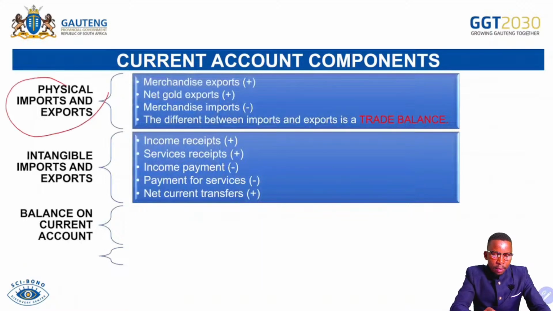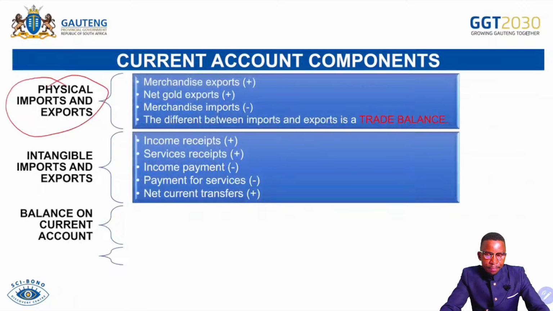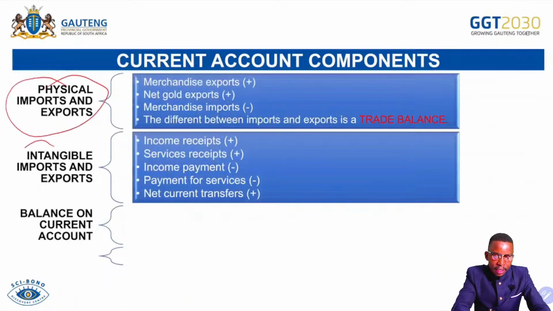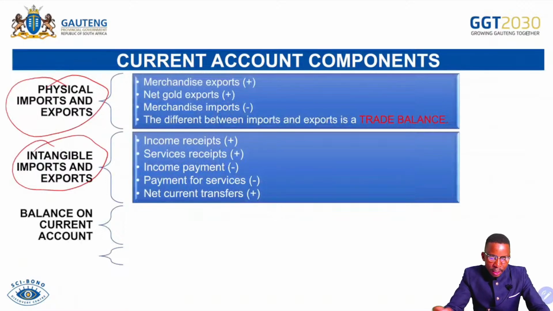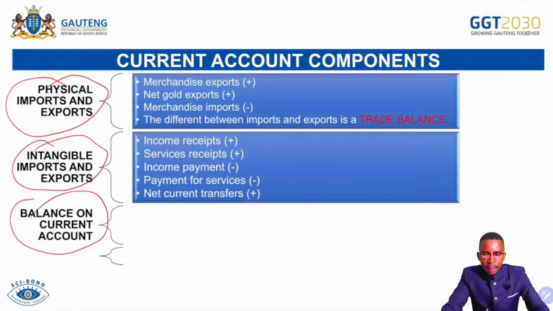Current account components. So here we go. We have physical imports and exports, and then we also have intangible imports and exports. Then we have the balance on the current account. Under physical imports and exports, we talk about tangible goods that are exported by South Africa and that are imported by other countries to South Africa.